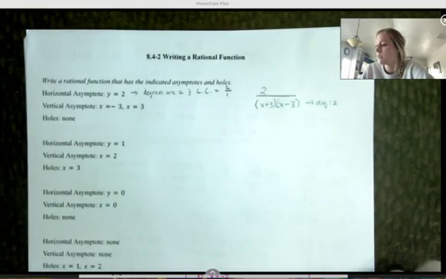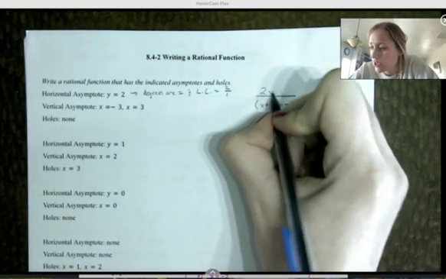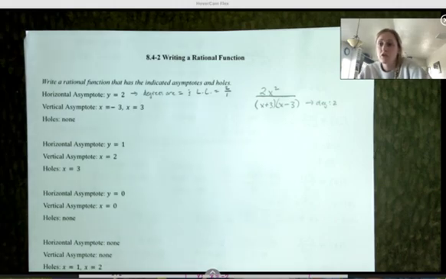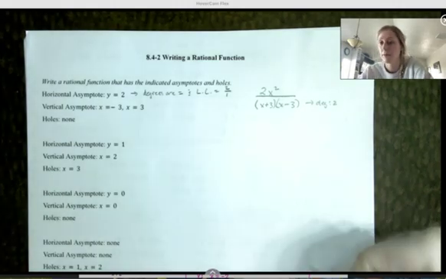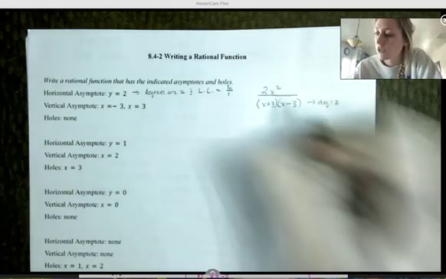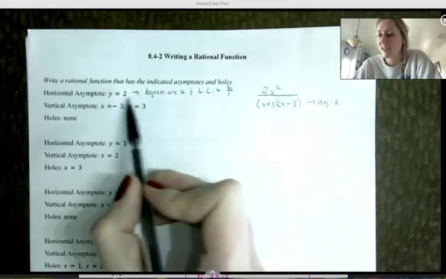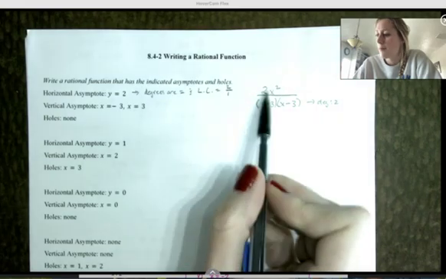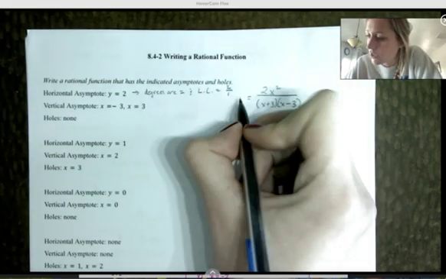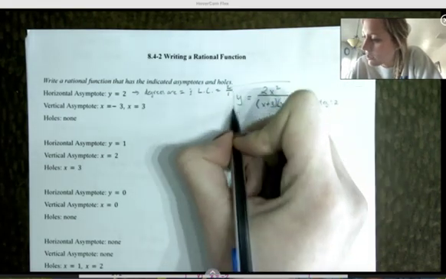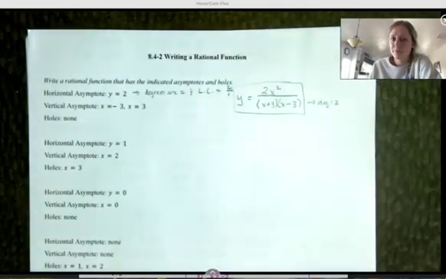Now, you could write anything. I'm just going to write x squared. You could do x plus 1, x plus 2, lots of different things. This is just one option. But now I made sure my degrees are the same, so I get this. No common factors, and I'm just going to put a y equals in front of it.